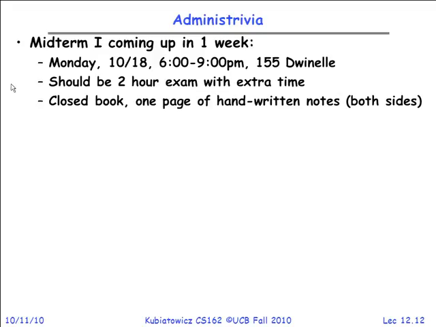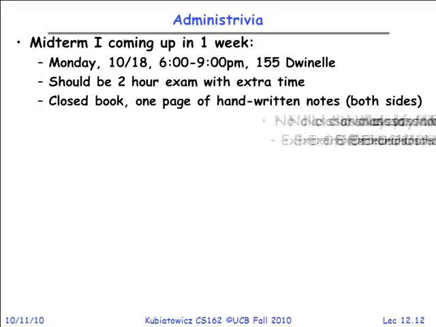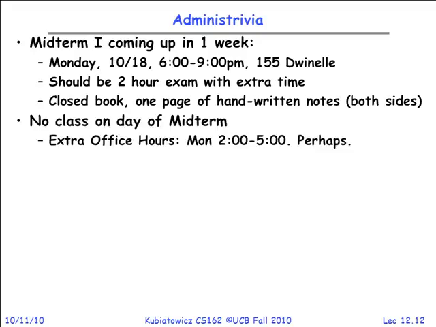Closed book. 1 page. You can write on both sides. You can write as small as you can read. I know that people sometimes want to print things out using really fine fonts and their printers, but let's say handwritten. Okay, so handwritten, 1 page, both sides. Don't bring 3 pages. You shouldn't need a calculator or anything either.